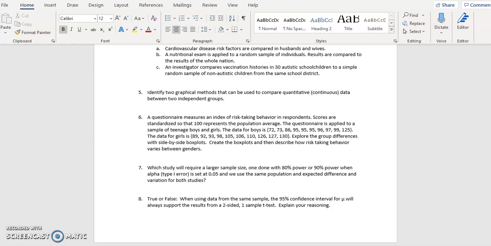And the next question that students tend to trip up on a lot is number 8. True or false? When using data from the same sample, the 95% confidence interval will always support the results from a two-sided one-sample t-test. Assume that we're talking about a significance level of 0.05. Explain your reasoning. There's actually an entire section of your book devoted to the relationship between confidence intervals and hypothesis testing. So start off with this question and find that part in your reading that discusses the relationship between confidence intervals and hypothesis testing.